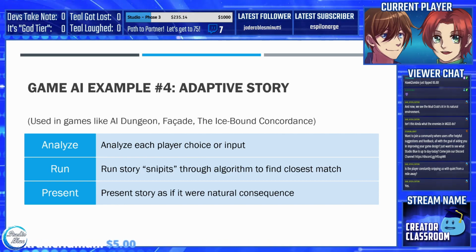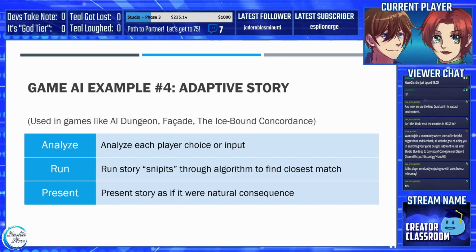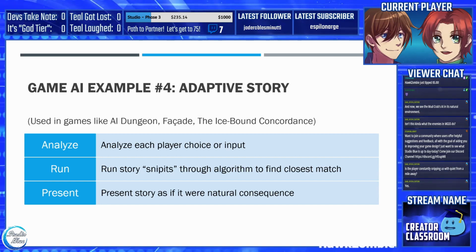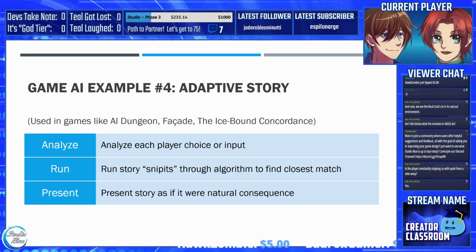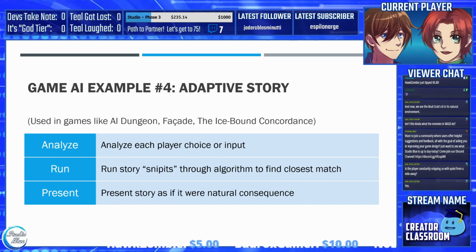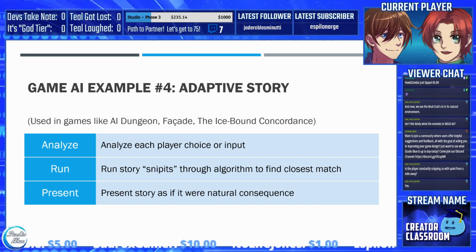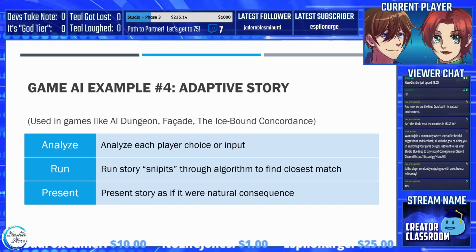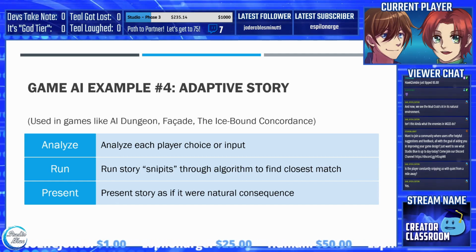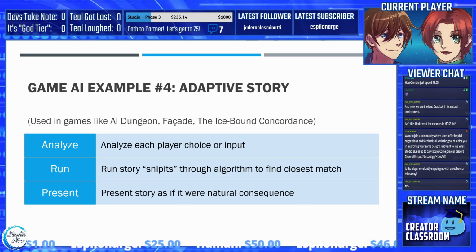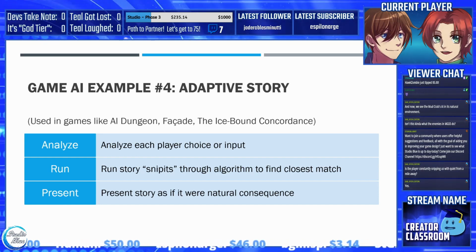So if you're constantly telling the bartender, put it on my tab, put it on my tab, then the next time you go there, presenting the story's natural consequence, the bartender says, hey, your tab has run up too high. But I have something you can do to close your tab out and wipe it clean. And the story itself shifts based off of the input you've given.